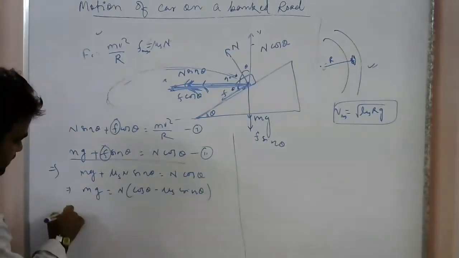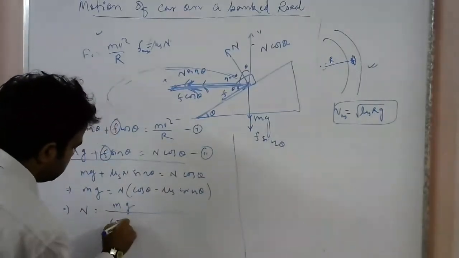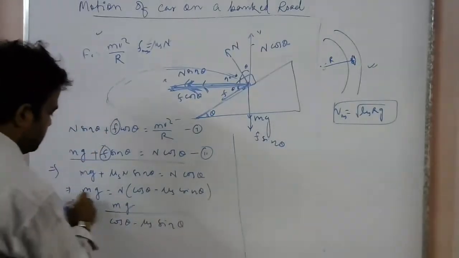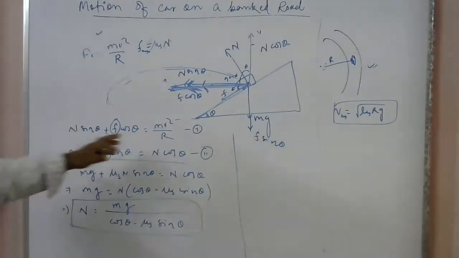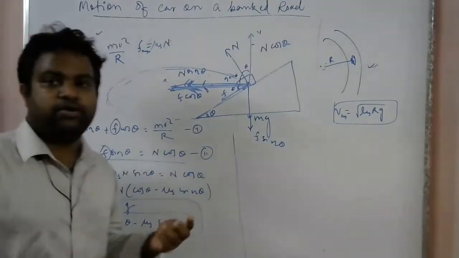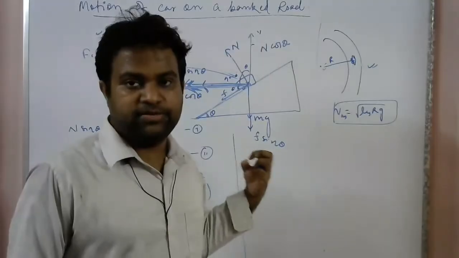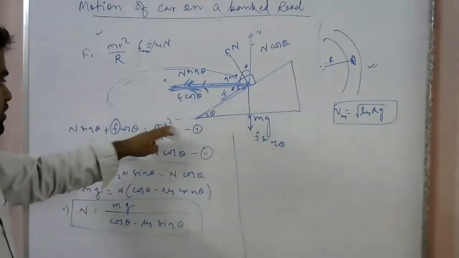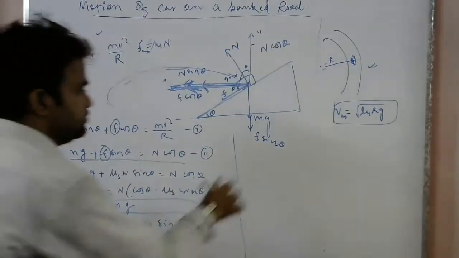So I can write N is equal to mg upon cos theta minus mu s sin theta. Now what I'll do, I'll just put this value of N in equation 1 to find out the v square. What is our target? Our target is to calculate the maximum speed of your car during the turning. So we will calculate V max here. Okay, so let's do that.